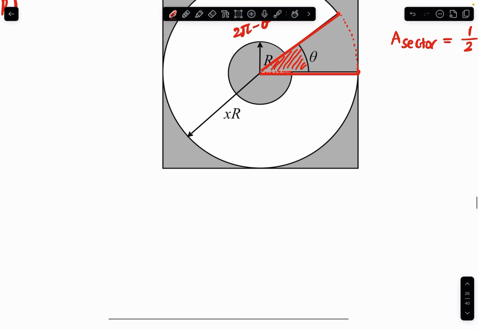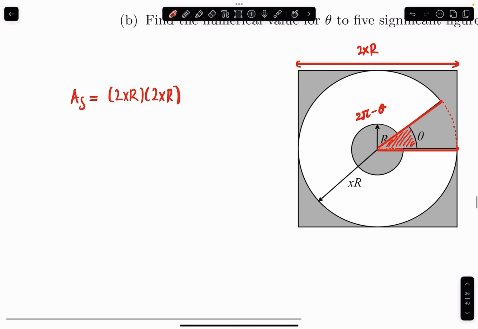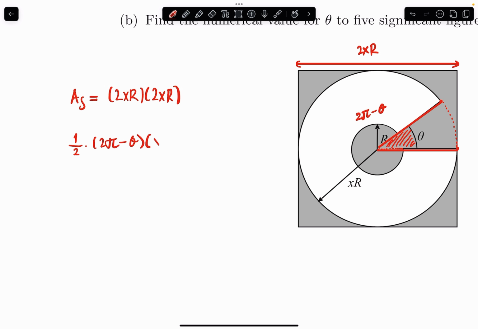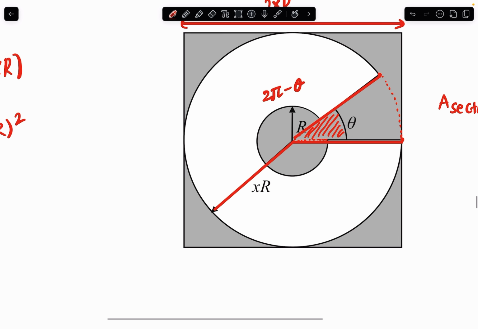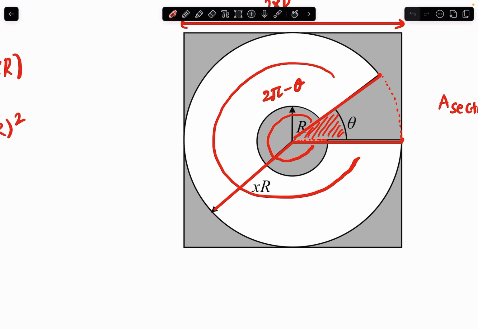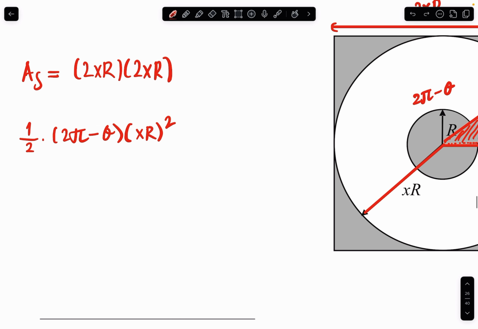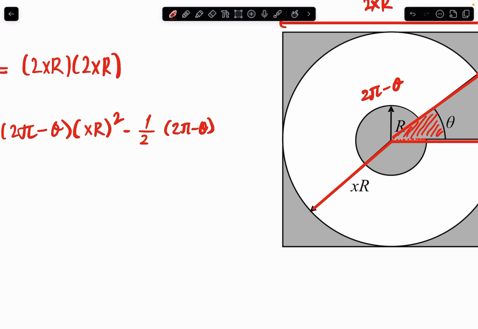So when we're trying to calculate the area of the white sector, we can do 1 over 2, 2 pi minus theta, and then xr squared, because our circle here has a radius of xr. That means when we're calculating the area of this sector, we're going to use xr. But we're not done here. We have another sector that we have to calculate in order to remove from this white one. So I'm just going to do minus 1 over 2, same as before, 2 pi minus theta, and then times r squared this time because we have r here.